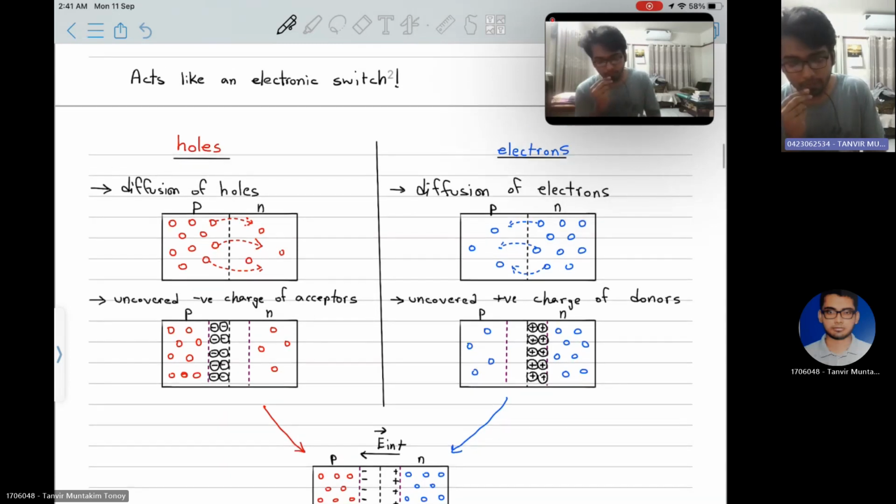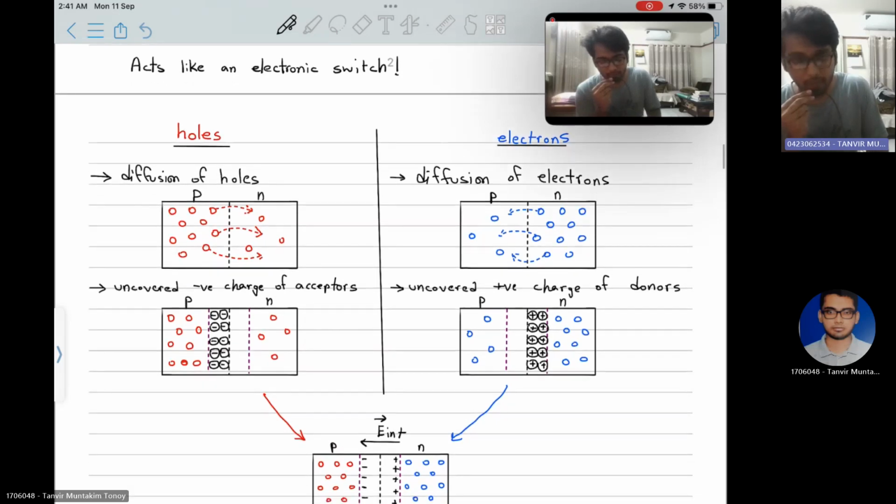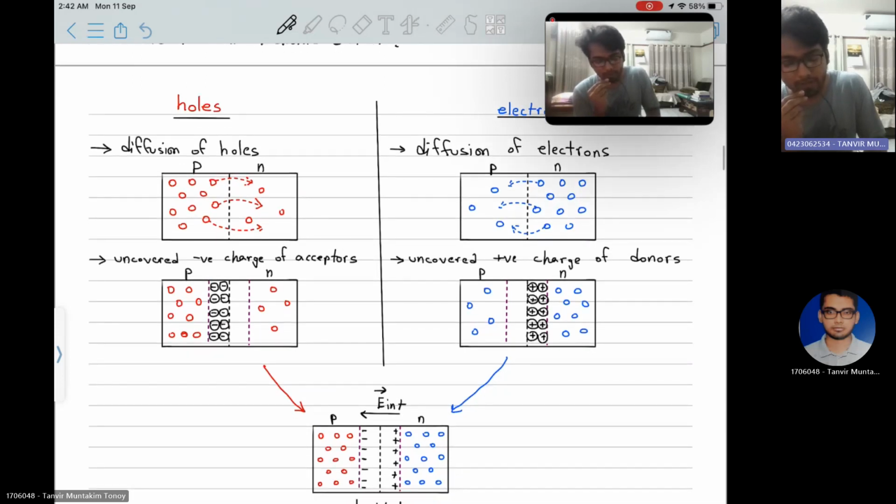So I've created two columns over here, one for holes and one for electrons. For the p-type, there are a lot of holes as the mobile carriers. For the n-type, the holes are the minority carriers, so there's not much. Electrons: n-type has the most electrons and p-type has the least. So clearly, due to a difference in concentration, the carriers would diffuse from a higher concentration to a lower concentration. That means holes would diffuse from the p-type to the n-type, and electrons would diffuse from the n-type to the p-type, as shown with the arrows.